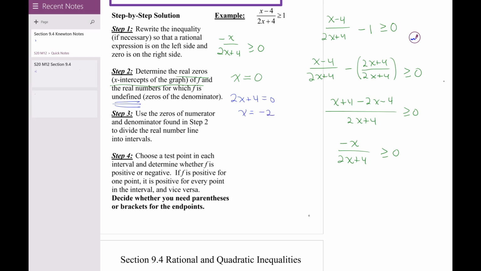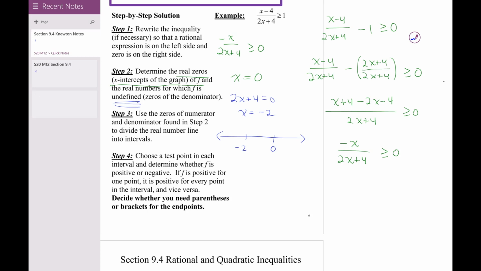And that happens when x is negative 2. So those are the two dividers that divide the number line into the pieces that we need. So negative 2 and 0. Notice that x can never actually equal negative 2, so you'll never have negative 2 be included in your interval, but x equals 0 can be included.